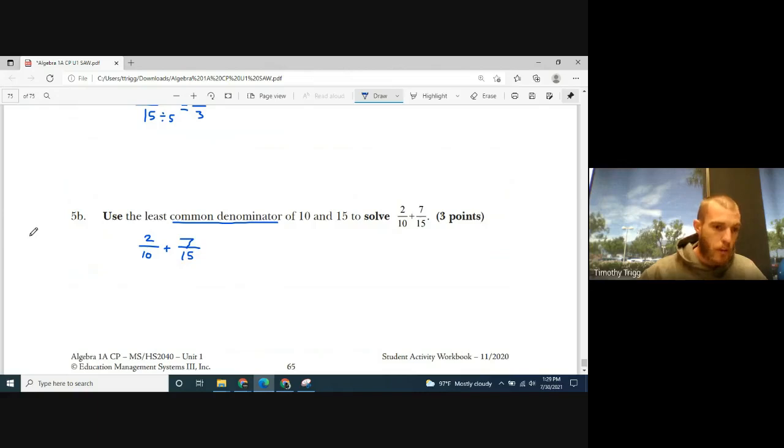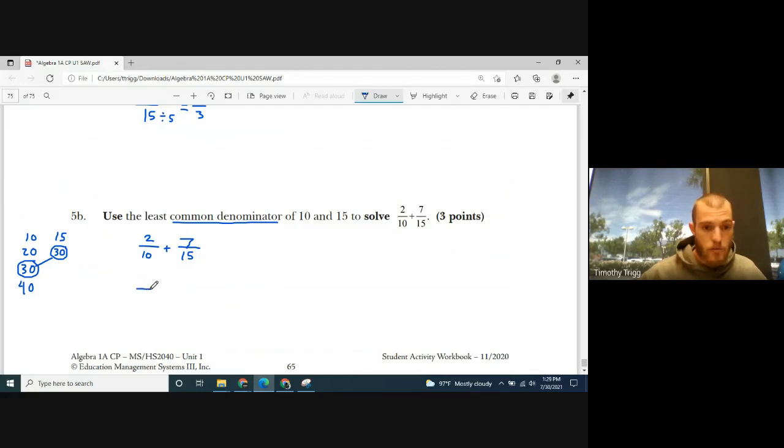If you want, you can list out their multiples. So the multiples of 10 are 10, 20, 30, 40. All right, I'll stop there my list here, but I could go farther if I need to. For 15, my multiples are 15, then 30. Oh, I could stop there because once I see a common multiple, that's going to be my common denominator. Okay. So I see they have one in common. It's 30. So I change both of my fractions into 30ths.